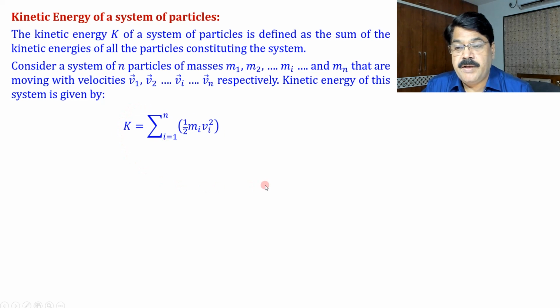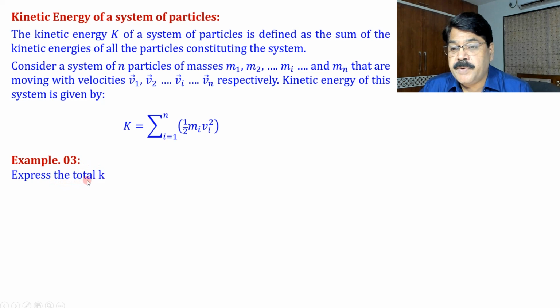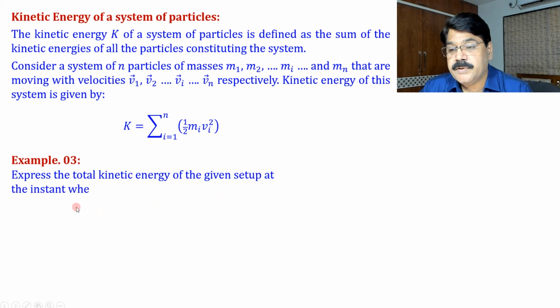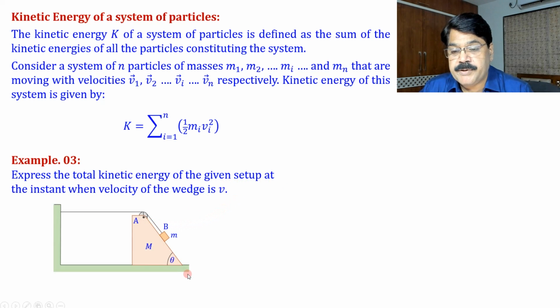So in this way, we can calculate the total kinetic energy of a system of particles. Let us see how we can apply this idea by considering a simple example. Example 3. Express the total kinetic energy of the given setup at the instant when the velocity of the wedge is v. The setup is given here. We assume the wedge to be moving towards here. So when its velocity is v, we have to calculate the kinetic energy of the entire system.